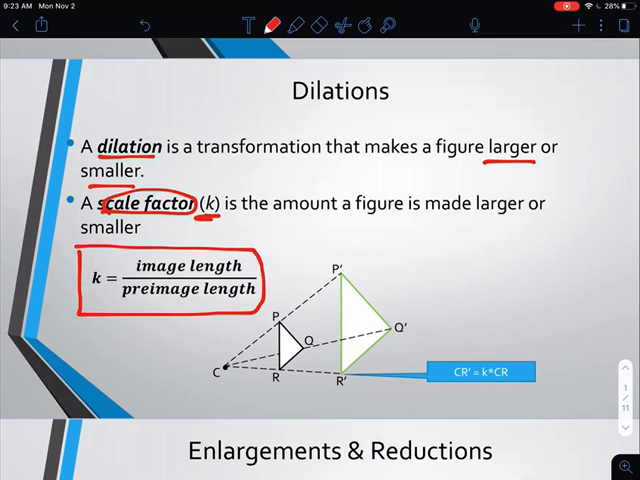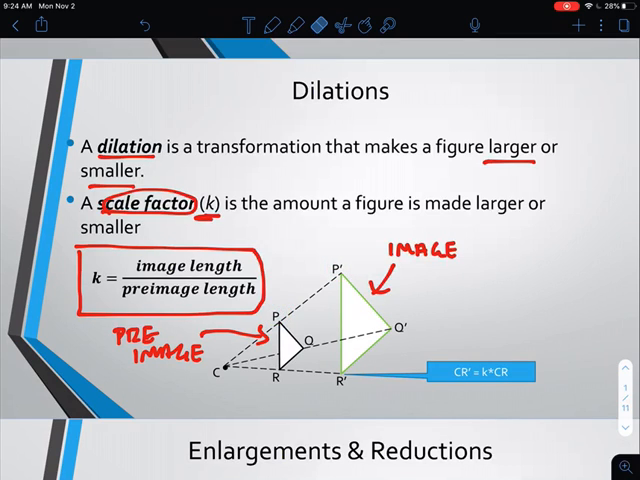So the scale factor, k, is going to be any image length divided by any corresponding pre-image length. One of the first things that's going to be important is knowing which figure is the image and which figure is the pre-image. So which one did we start with, which one did we go to? A lot of times in the problem, the prime notation can help us out with that. For instance, right here I see P prime, which means this green triangle would be the image of this transformation, whereas just regular P tells me that this black triangle is the pre-image. Okay, so I need to know which is which.